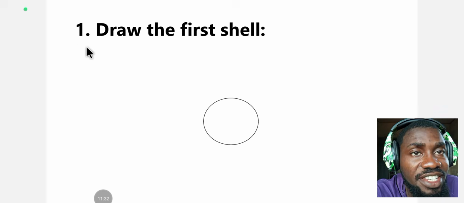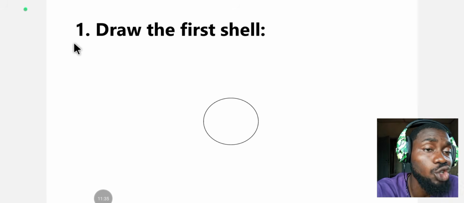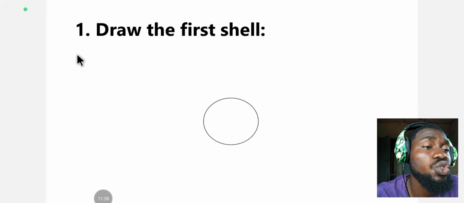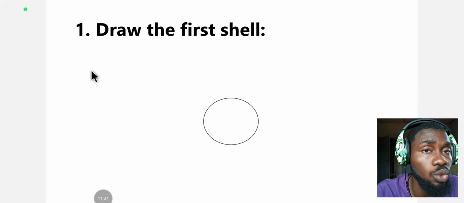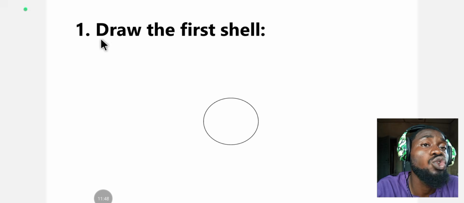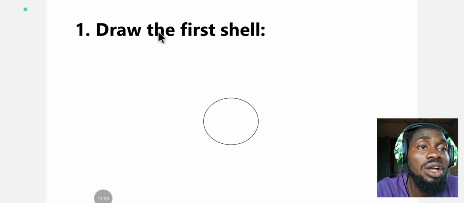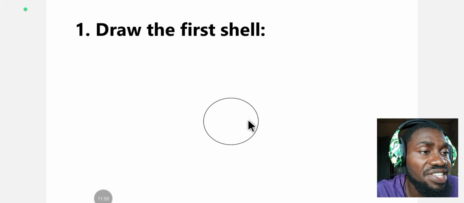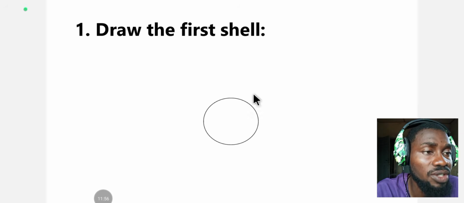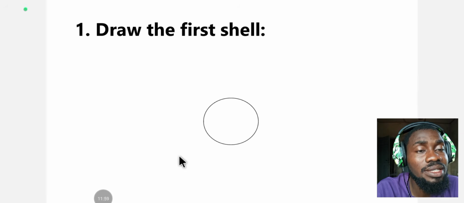The first thing you have to do when drawing the shell diagram, ensure you are making notes. Pause the video and take notes. The first step of drawing the shell diagram is to draw the first shell. Draw a circle. Just draw 1 circle, the first shell.